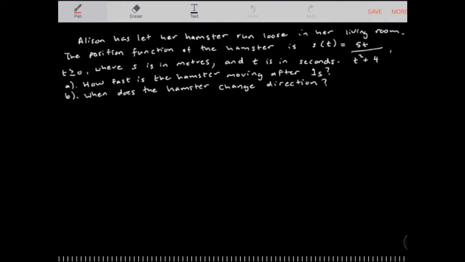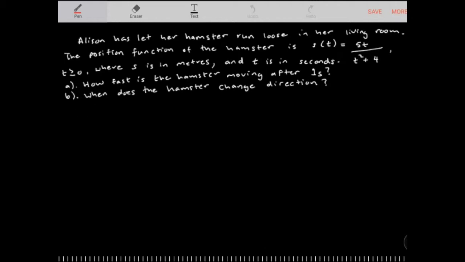All right, let's take a look at an application question. Allison has let her hamster run loose in her living room. The position function of the hamster is s of t equals 5t over t squared plus 4, where t is greater than or equal to 0, where s is in meters and t is in seconds. How fast is the hamster moving after 1 second, and when does the hamster change direction?